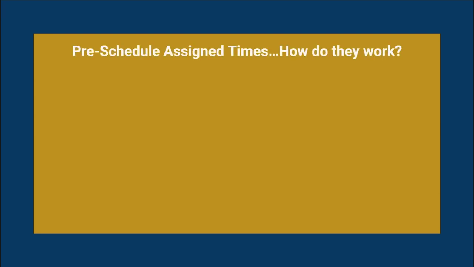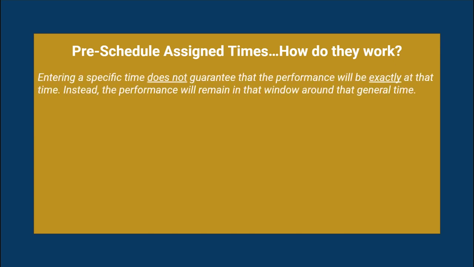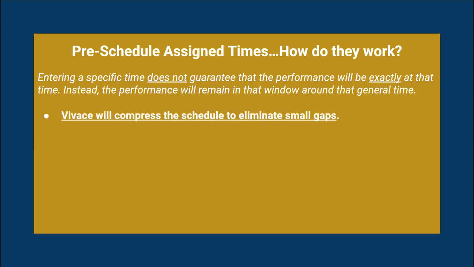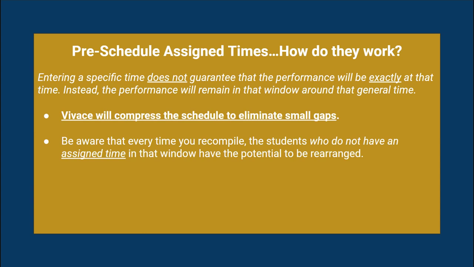So, assigned times. How do they actually work? Entering a specific time does not guarantee that the performance will be exactly at that time. Instead, the performance will remain in that window around that general time. Why does this happen? Well, it is by design that Vivace will compress the schedule to eliminate small gaps. Be aware that every time you recompile, the students who do not have an assigned time in that window have the potential to be rearranged.